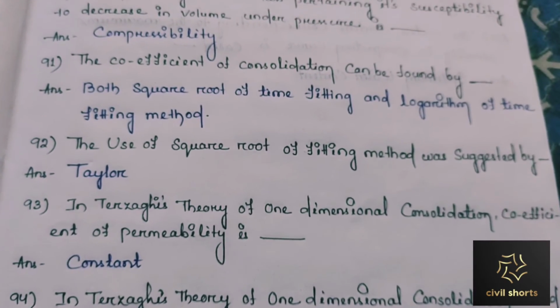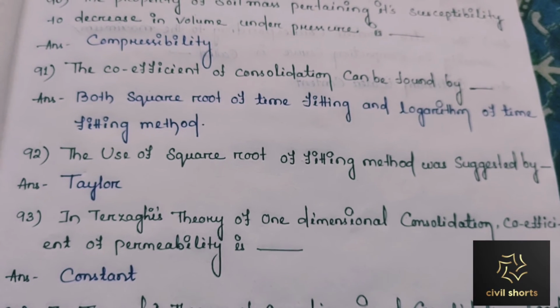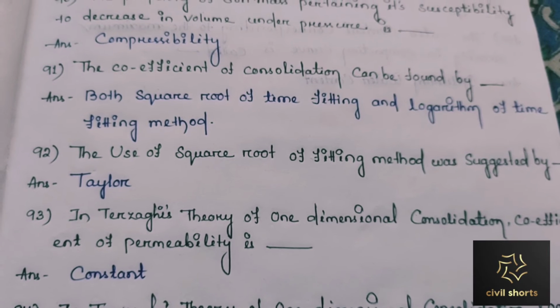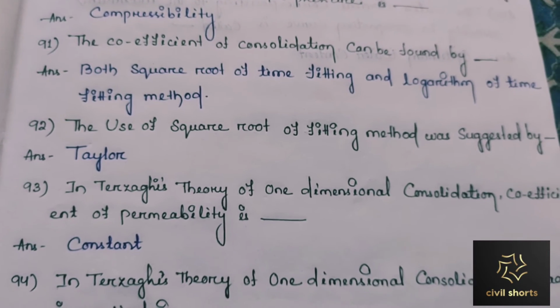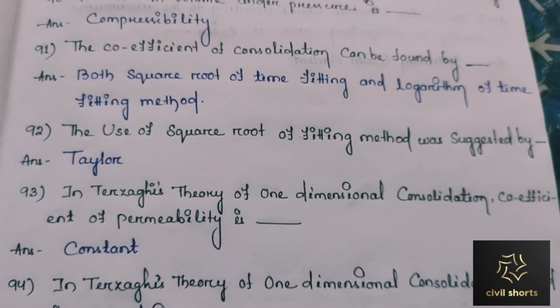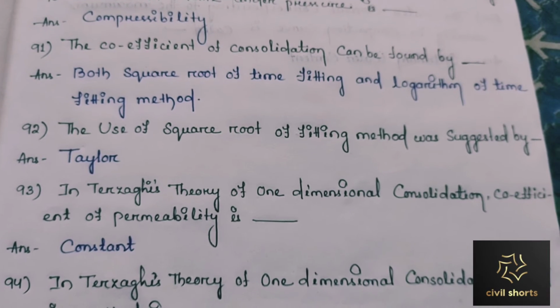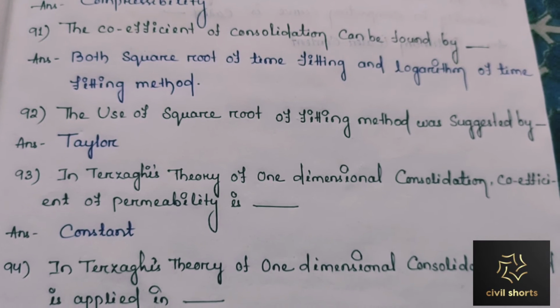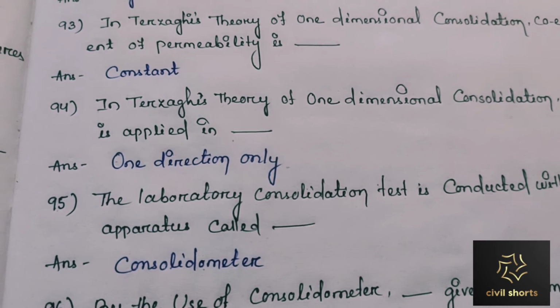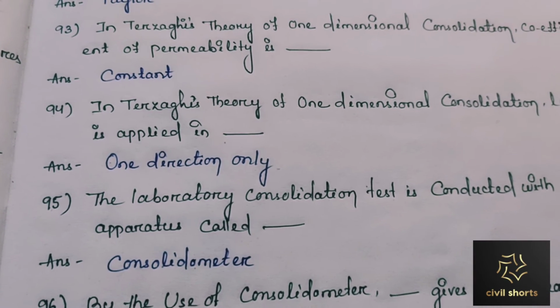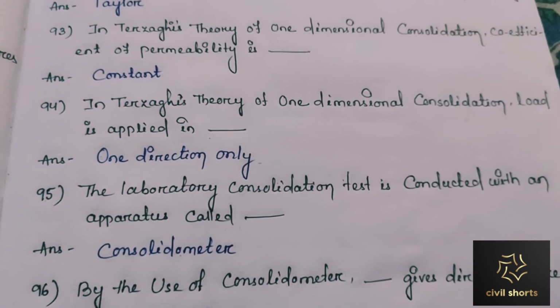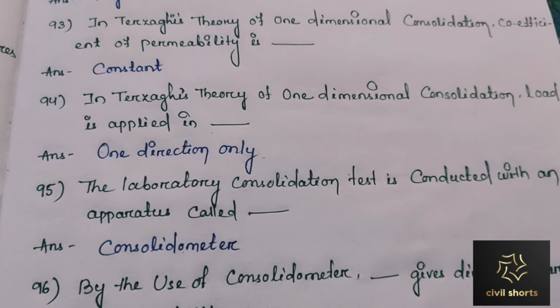Then question number 92. The use of square root of time fitting method was suggested by dash. The answer is Taylor. Then question number 93. In Terzaghi's theory of one-dimensional consolidation, coefficient of permeability is dash. The answer is constant. Question number 94. In Terzaghi's theory of one-dimensional consolidation, load is applied in dash. The answer is one direction only.